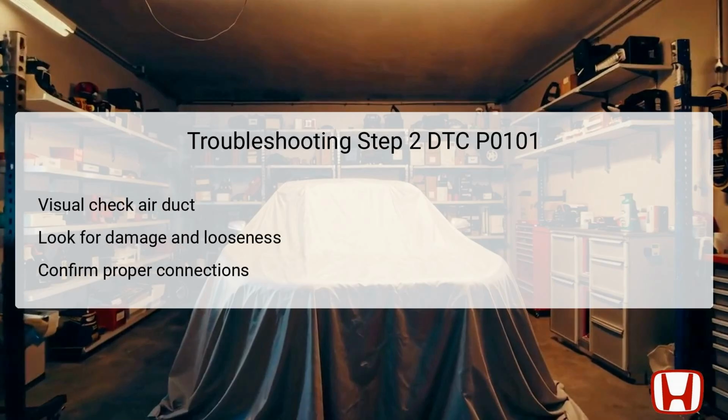The second troubleshooting step involves a visual check of the intake air duct. This duct plays an essential role in directing airflow from the air cleaner to the engine. Inspect it carefully for any signs of damage, such as cracks or significant wear, as well as looseness that could lead to leaks. Leaks in the air duct can significantly impact the accuracy of the MAF sensor readings.